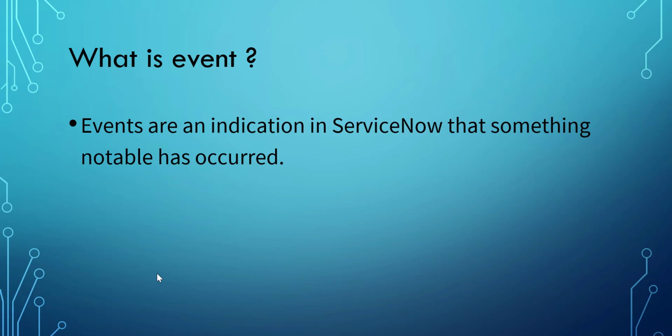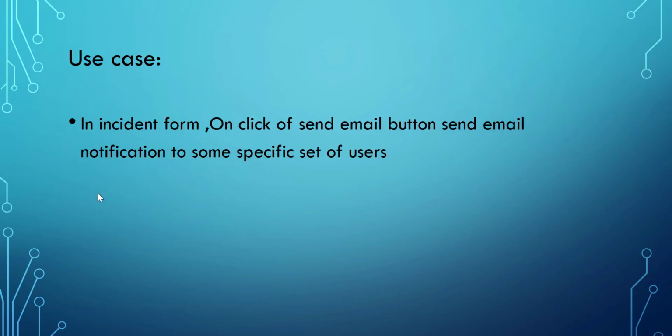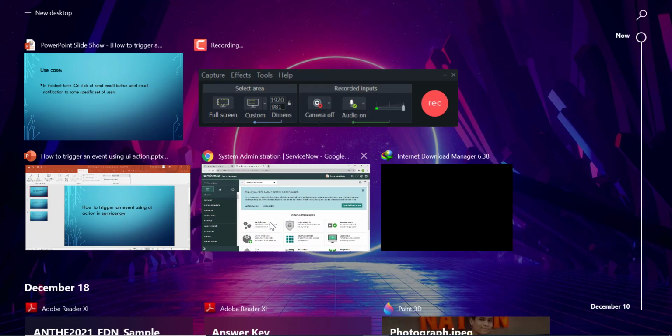For calling an event, we generally use the gs.eventQueue method. How we use that, we'll see in this use case. For implementing this functionality, the use case is: in the incident form, on click of the send email button, send an email notification to a specific set of users. So how will we do that? Let's go to the instance and see.